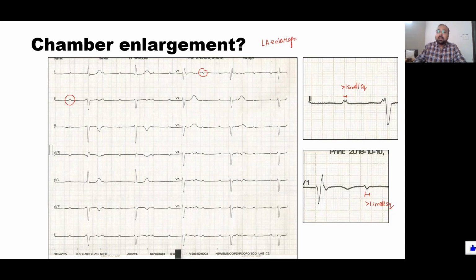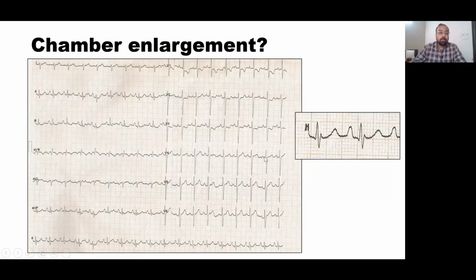Now, left atrial enlargement can happen in many pathologies: in mitral stenosis, for example, in mitral regurgitation, and also in conditions where the pressure overload on the left atrium is significant because of left ventricular hypertrophy. The common examples being systemic hypertension, aortic stenosis, hypertrophic cardiomyopathy, etc. So these are the conditions in which you will find an enlarged left atrium.